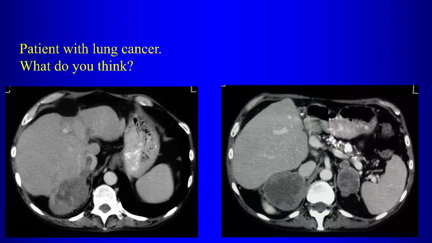Why? Because it's involving veins. Yeah, because you can see the tumor here actually going into the inferior vena cava from the adrenal gland, right? So tumors that invade the inferior vena cava, usually those are renal cell cancers, but adrenal tumors can also invade the inferior vena cava. Okay.